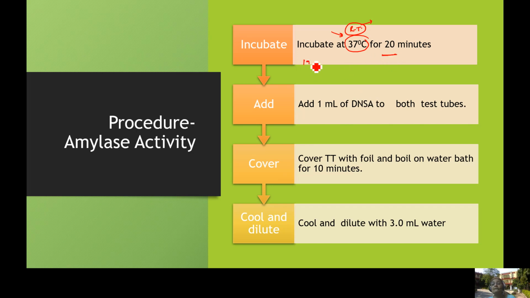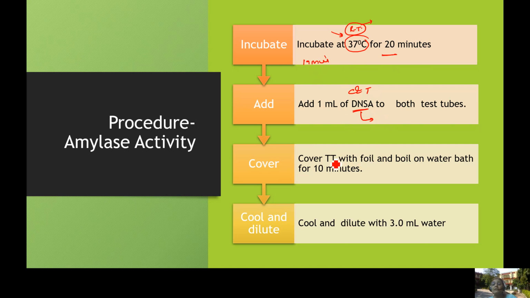So when 19 minutes are over, you will be ready with your DNSA. Immediately as you finish 20 minutes, you have to add 1 ml of DNSA to both control and the test and shake them immediately. So the moment you add DNSA, your reaction will be arrested, and whatever maltose has formed, on heating, it will react with DNSA, will get oxidized to maltobionic acid and produce the measuring species, that is 3-amino-5-nitrosalicylic acid, which you measure on a spectrophotometer.